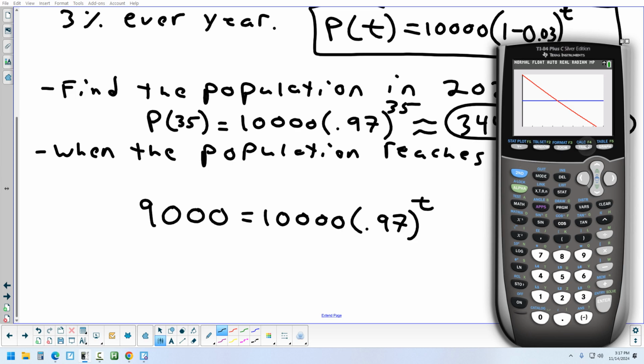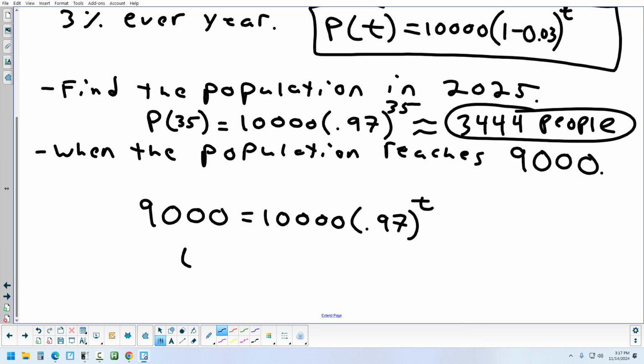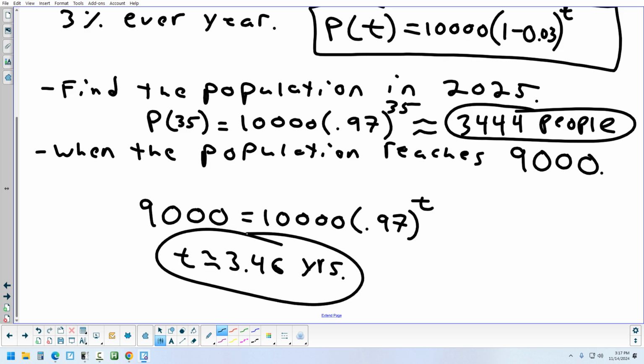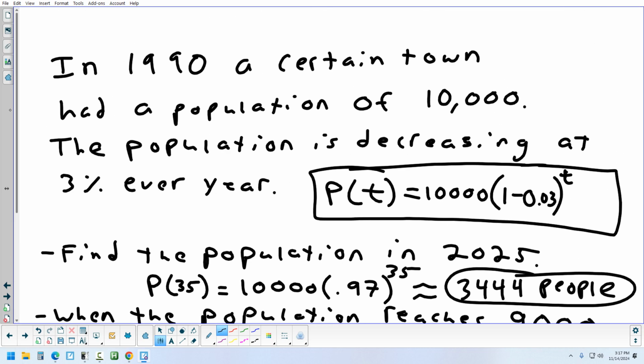All right, so let's calculate the intercept. And that gives us about 3.46 years. Now, that's 3.46 years. So what year would that actually happen in our problem? Somewhere during the year of what?